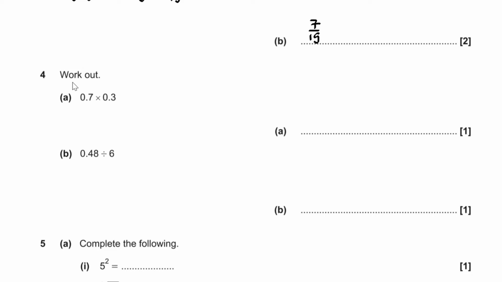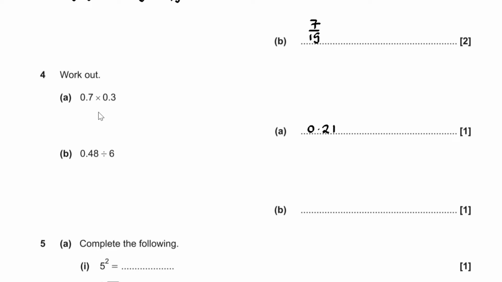Question number 4. For part A, we have to work out 0.7 times 0.3. Well, here we would expect to have 2 decimal places. If we had 7 times by 3, that would be 21, and therefore 0.7 times 0.3, that will be 0.21.